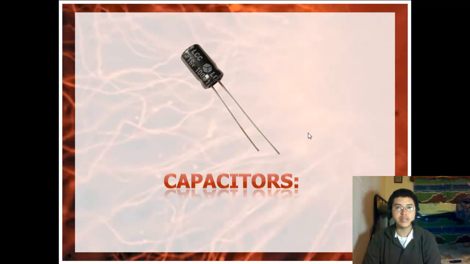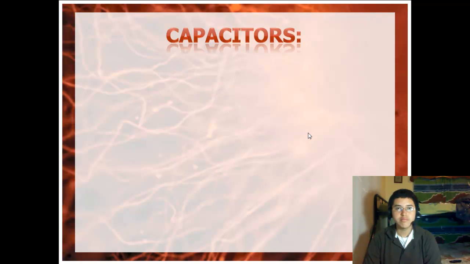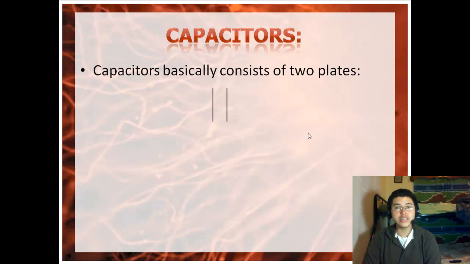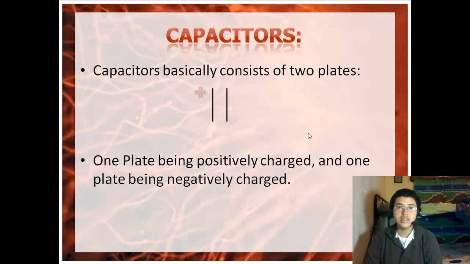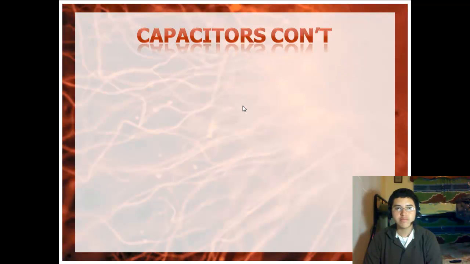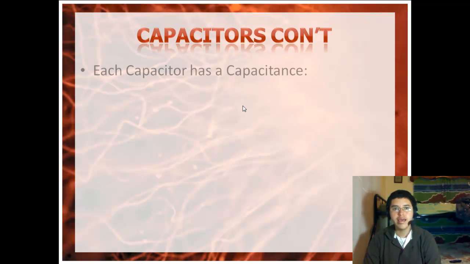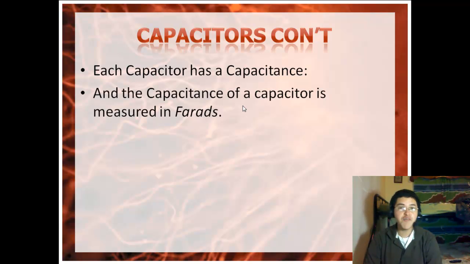Now for capacitors. Capacitors basically consist of two plates, one plate being positively charged and one plate being negatively charged. As can be seen here, this plate is positively charged while this plate is negatively charged. Each capacitor has a capacitance, and the capacitance of a capacitor can be measured in farads.